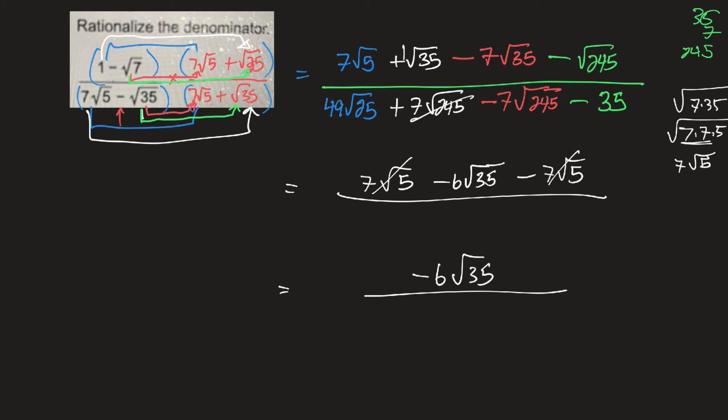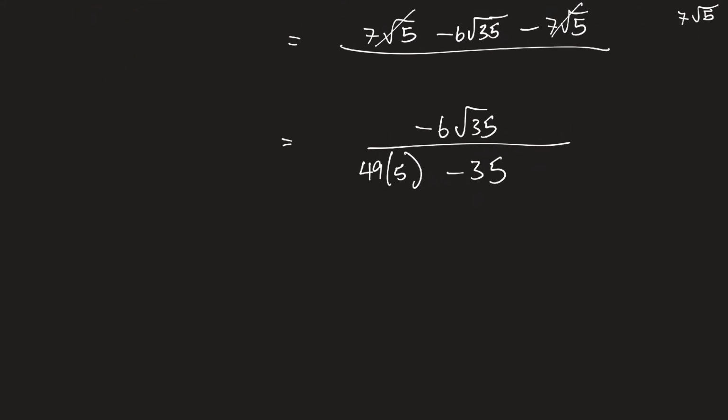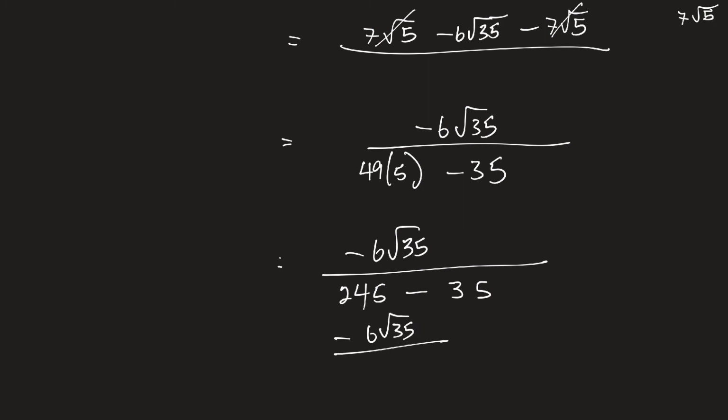Let's do the bottom. These two cancel. I'll be left with 49 times the root of 25, which is just 5, minus 35. Okay, feeling good so far. Minus 6 root 35. 49 times 5 is 245, minus 35. So it'd be minus 6 root 35 over 210. I'll bet 6 goes into 210, because I can simplify that, right? Let's just see if it does.